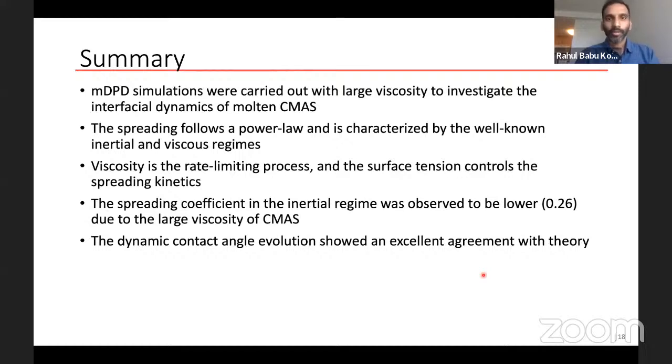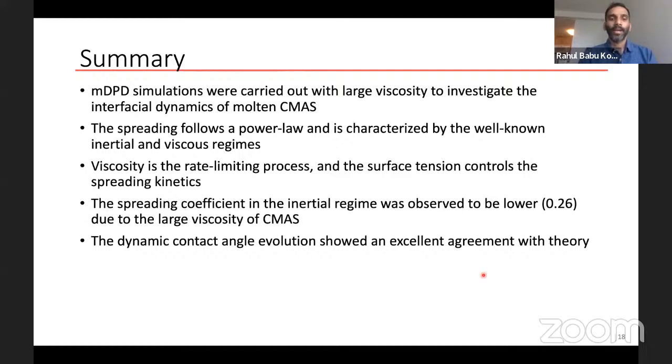We have carried out MDPD simulations using very large viscosity to investigate the spreading dynamics of molten sand. And we have observed that it has the characteristic inertial and viscous regimes observed in other low viscosity fluids. We see that because of the high viscosity, the viscosity itself is the rate limiting process of the spreading, and the surface tension controls the spreading kinetics.